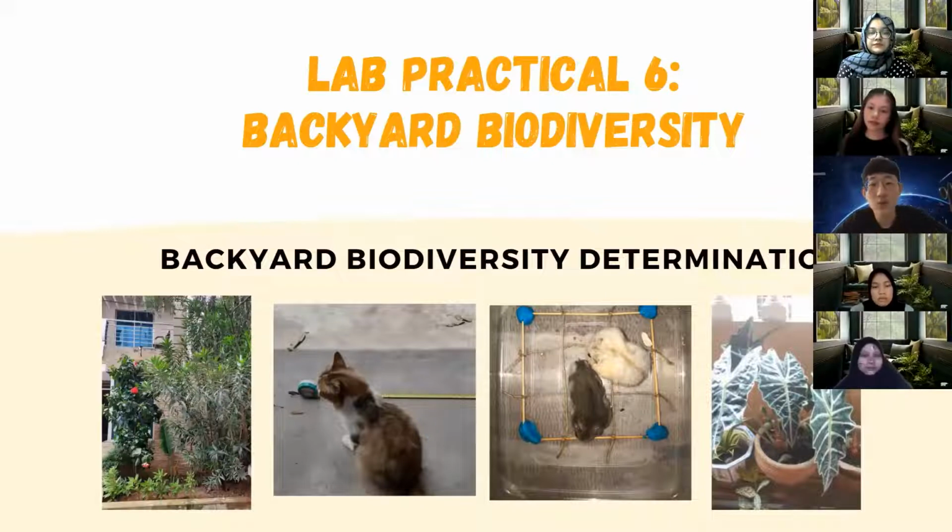My name is Guoqian, and now we are going to the next part. It is backyard biodiversity determination. Our globe has many species like trees, flowers, keys, hamsters, and some insects.